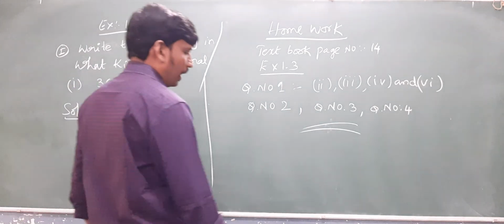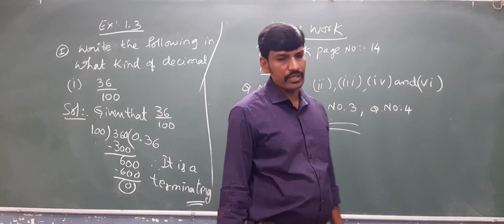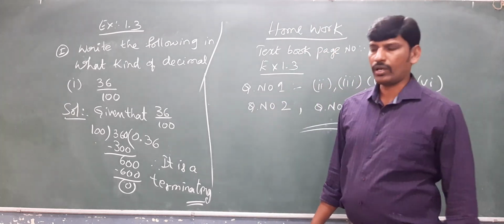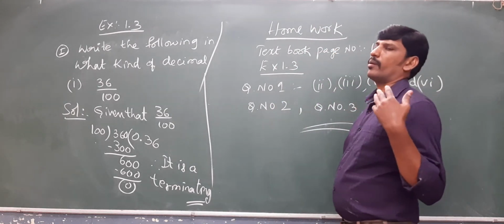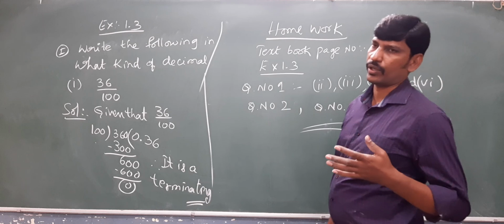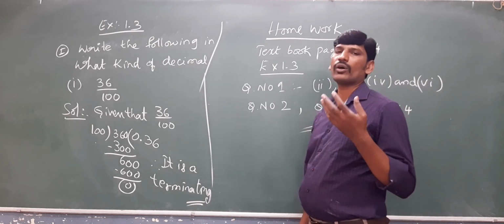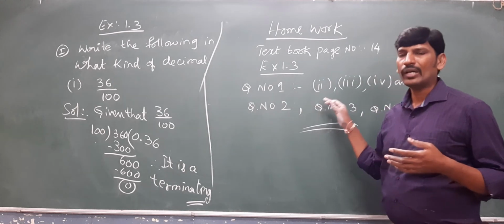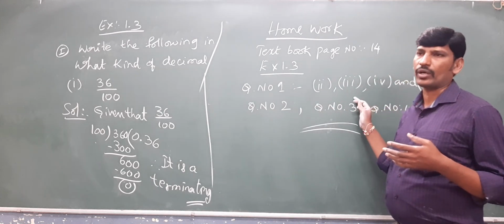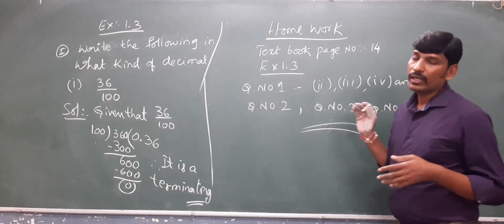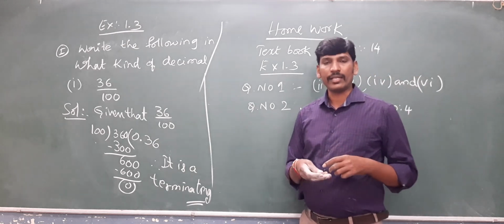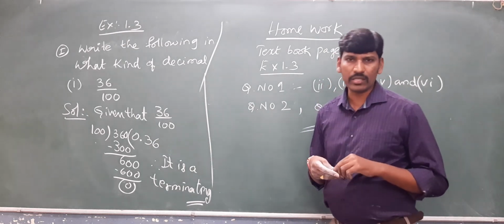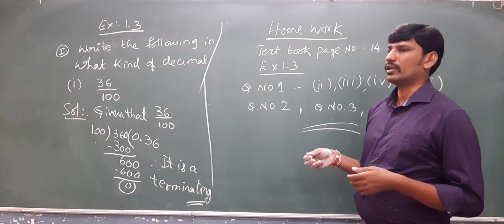Now, children, I hope you understood whatever we discussed today. Clear? So it is terminating when the remainder becomes 0. What will that be called? That is a terminating decimal. When the remainder never becomes 0, those types of numbers are called non-terminating recurring decimal expansion. Is this clear, my dears? I hope you understood today's topic.